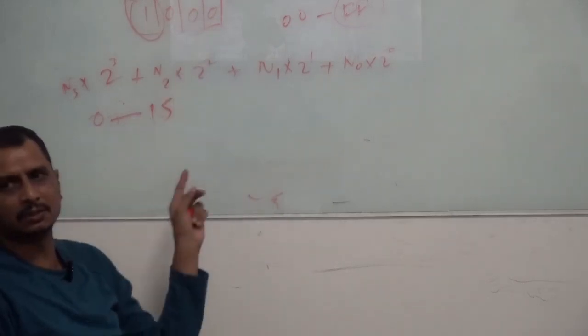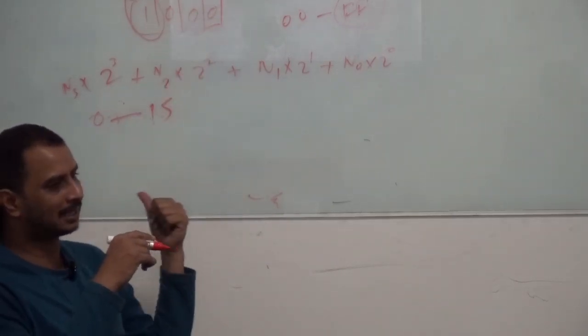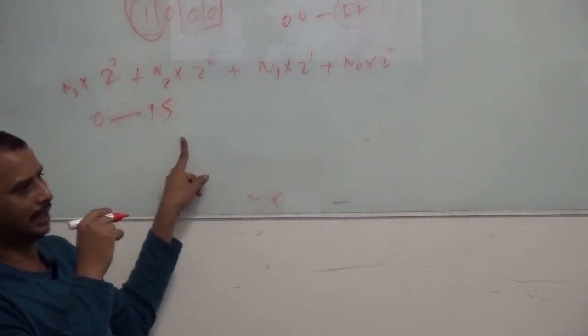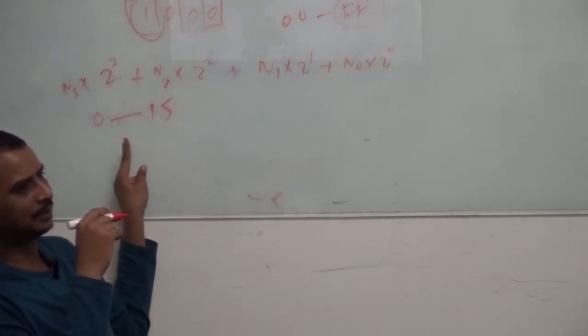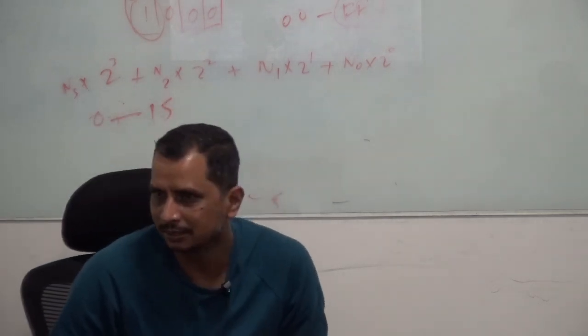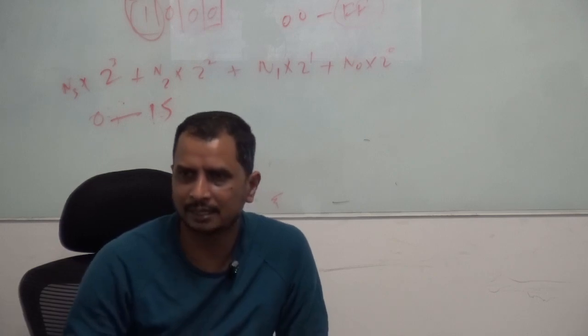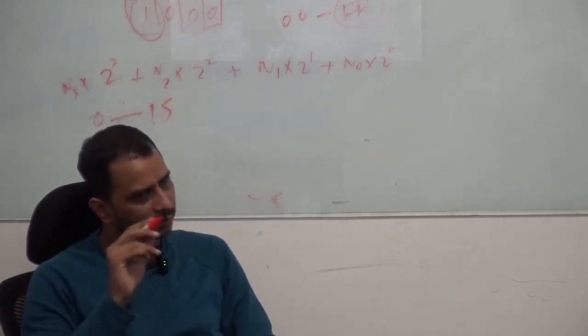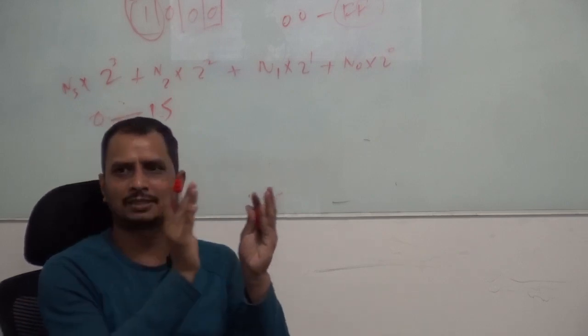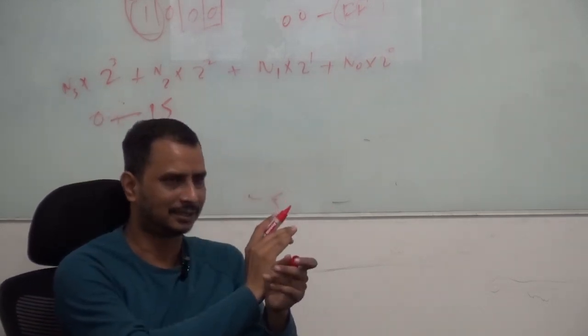And minimum is 0. Previously it used to have 15 total, right? 0 to 15, that means 16 combinations. Now what is the maximum you got? 7, right? So that is a problem. You will lose half the range.